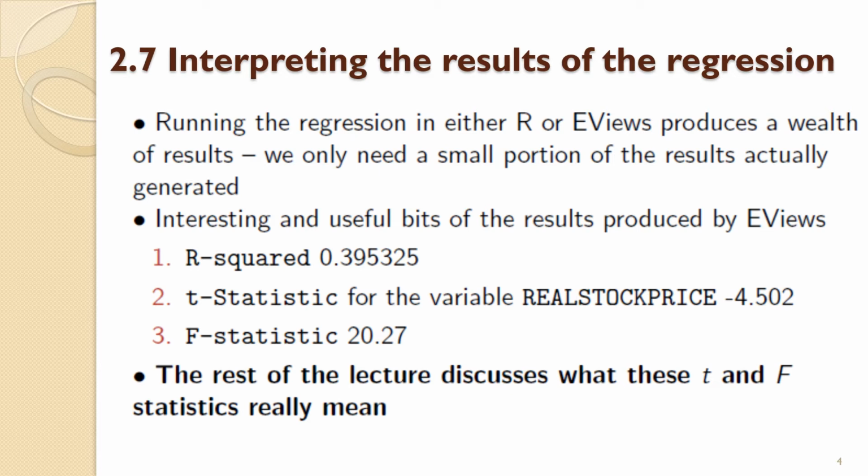Okay, and we've talked about the R-squared statistics. The rest of the lecture tries to discuss what these t and F statistics are really doing. So I think the t statistic is for individual significance, and the F statistic is testing for collective or joint significance of a set of variables.